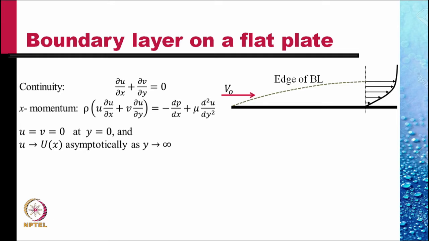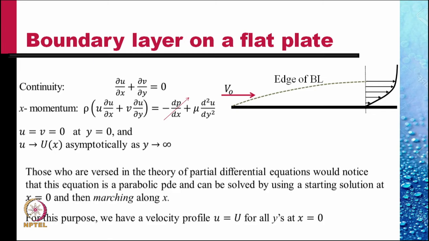And this is to be solved with the boundary conditions that u and v, the velocities at the boundary y is equal to 0, should be 0, and that u tends to capital U asymptotically as y tends to infinity. dp by dx, of course, is 0, flat plate, low pressure gradient, and this gives you capital U as constant.